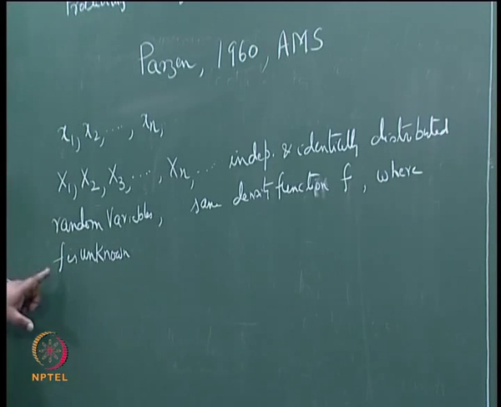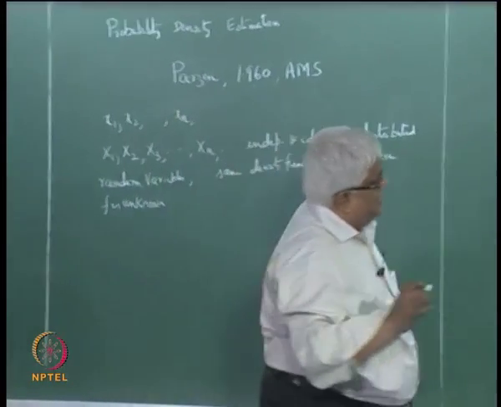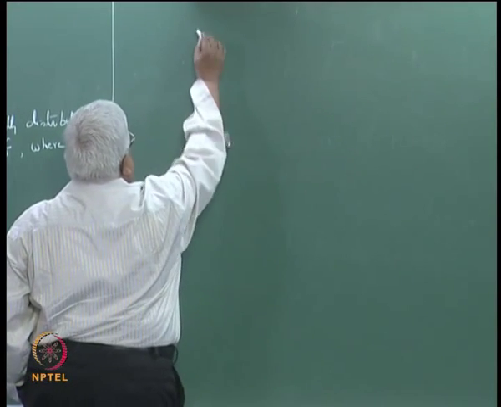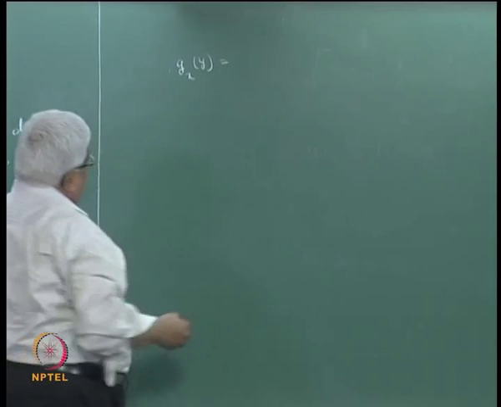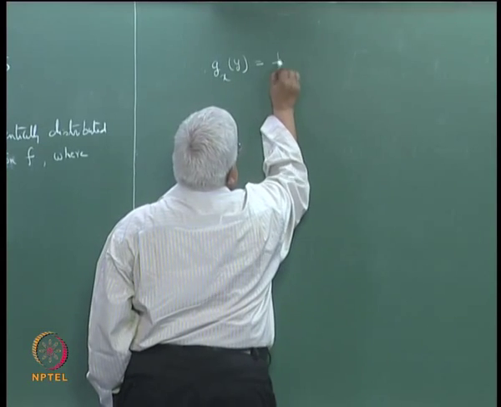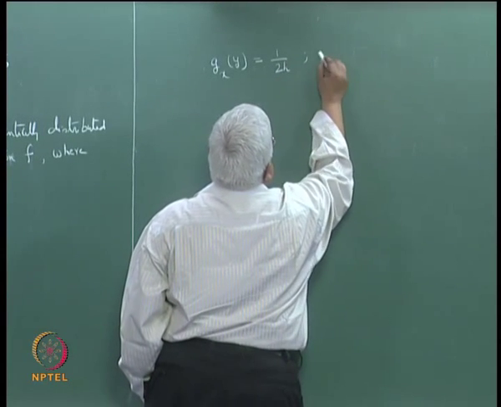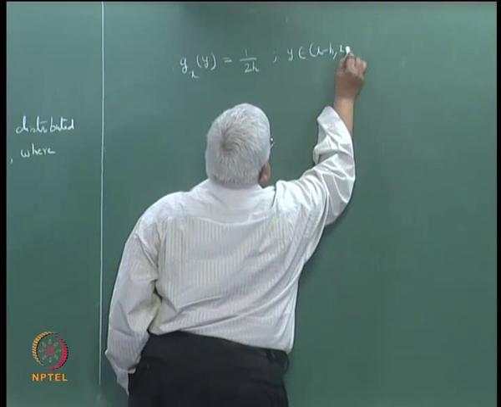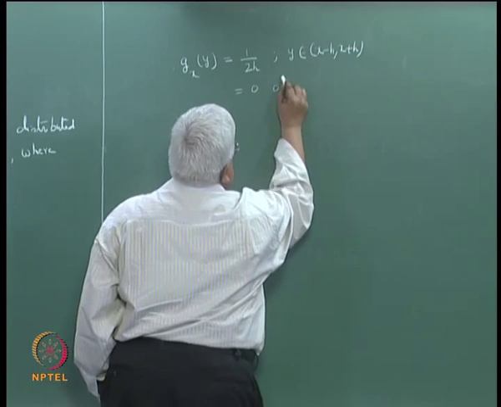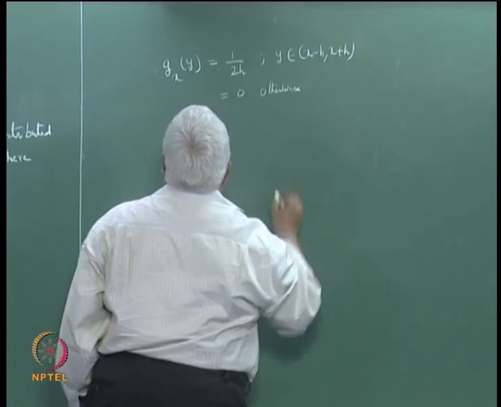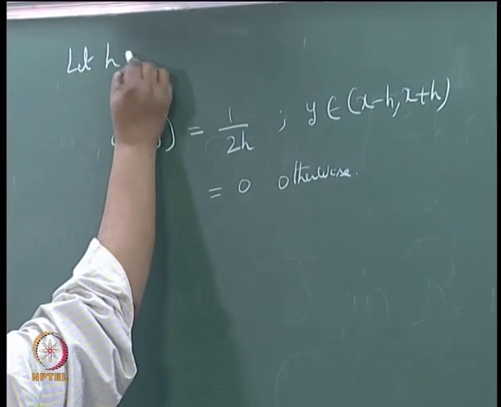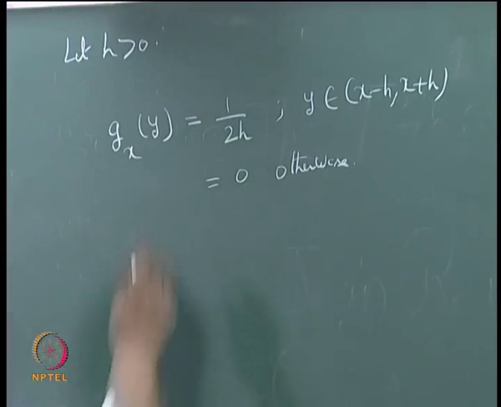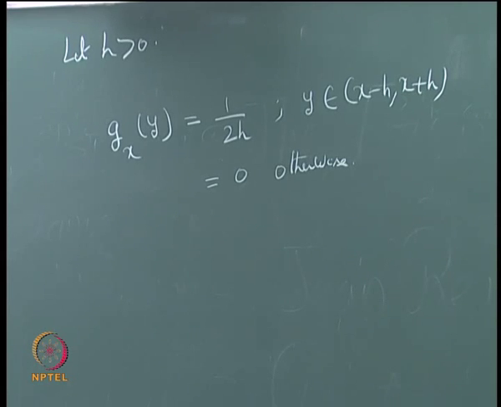Now the question is, how does one find f? Let us see. I will do it in the following way. Let me first define g. We shall take a positive quantity h. Let h be greater than 0. This is a positive quantity. How to choose h, I will come to it later.